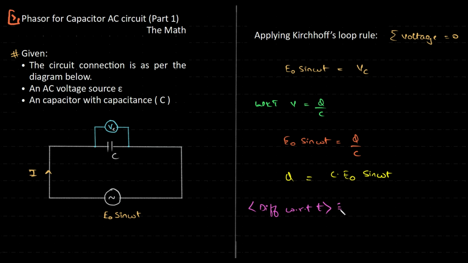So what will we get? This is nothing but current, right? dq by dt is current. C E naught omega cos omega t is what we'll end up with. Is it not? Reason being, dq by dt is nothing but our current.